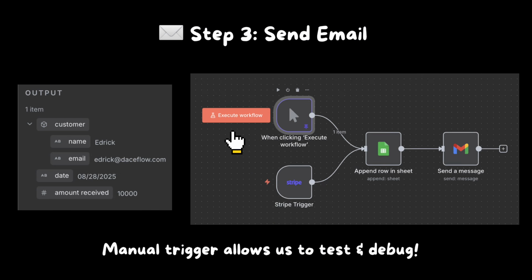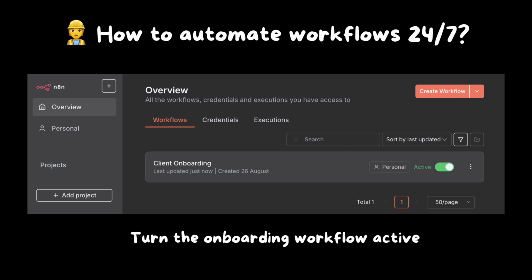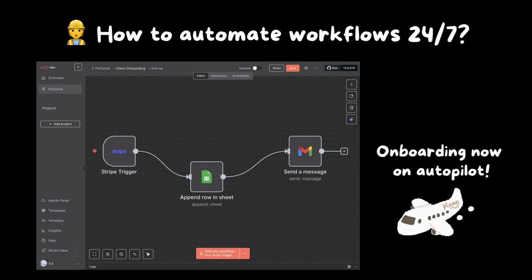Let's test it with a manual trigger. We can see the row was added to the spreadsheet and the email was sent with a personalized touch. But how do we keep this running 24/7? I've been using a manual trigger, but to keep this running, we have to activate the workflow. From now on, every single payment triggers this entire sequence automatically every time.